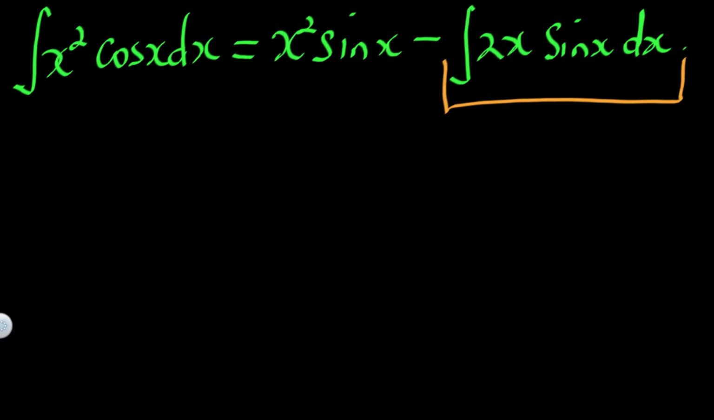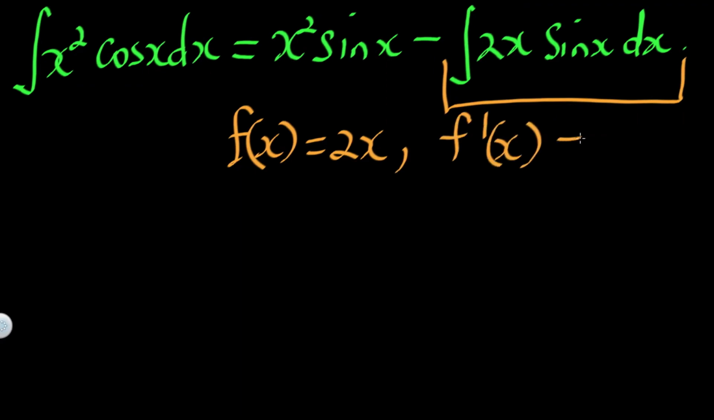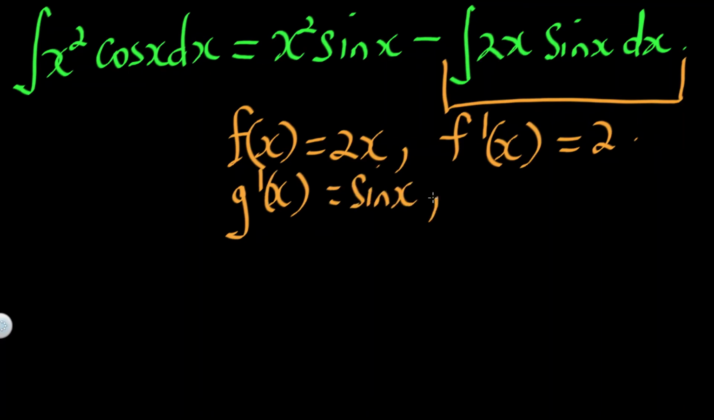Now let's have our f of x. Again, I'm going to use a different pen. Now our f of x this time is 2x. From here we can find f prime of x, obviously, is 2. Our g prime of x is sine x. This means our g of x is the integral of sine x. If we integrate sine x, we get minus cos x.